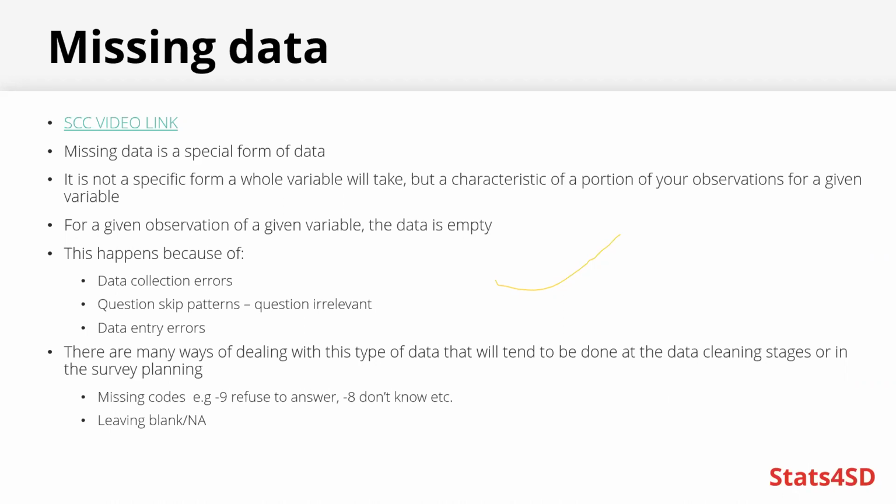There are many ways you can deal with missing data, which will normally be done as a data cleaning stage or in the survey planning itself. Especially when it comes to survey planning, one of the big ways is through missing codes already programmed into the survey, such as ones we commonly see in our work, like -9 for refuse to answer or -8 for don't know. Another common way is to simply leave the cell blank or put in NA.